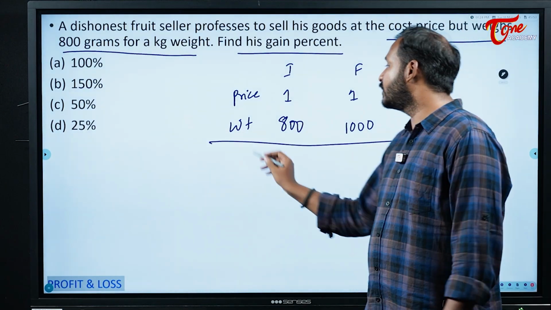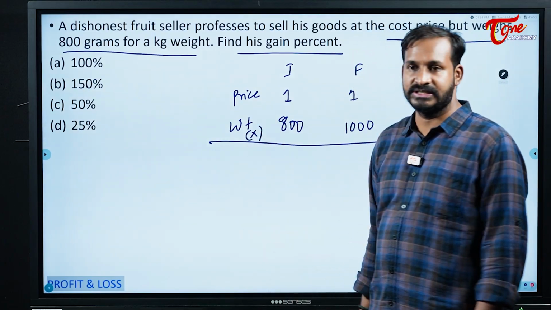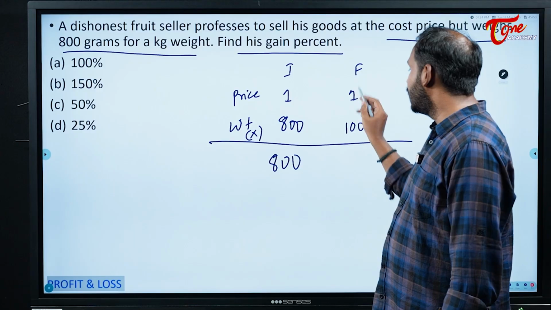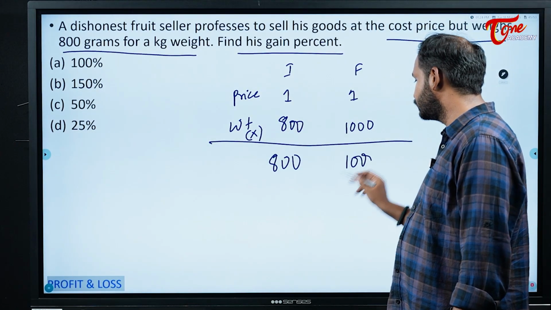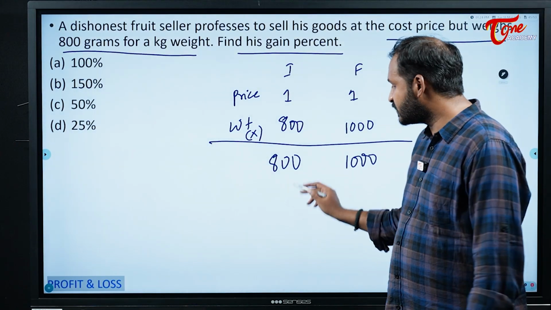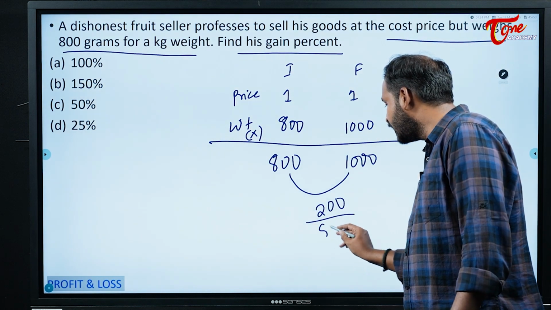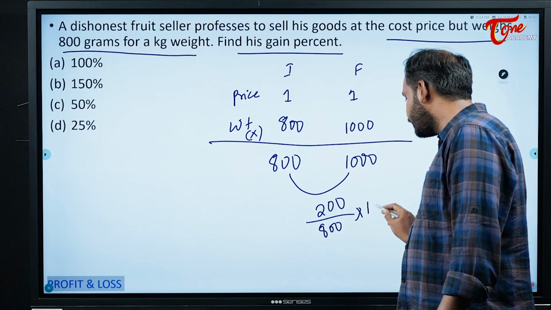So what is the amount you will get? The product of these two things. So 1 into 800, what you will get? 800, and 1 into 1000, what you will get? 1000. So whether it is a profit or loss? Profit. Profit by how much? 200. So 200 by 800 into 100.